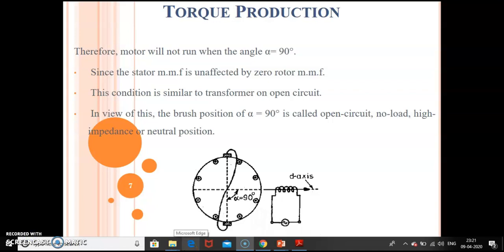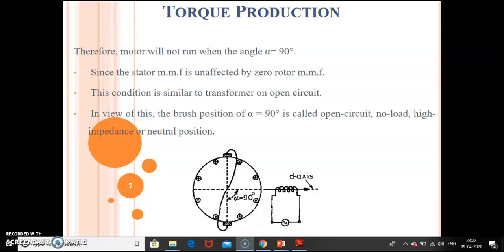Therefore, the motor will not run when alpha is equal to 90, since the stator mmf is unaffected by the zero rotor mmf. We know that torque is produced when there is an interaction between the two fields or two mmf, and we know that there is no mmf produced in the rotor circuit.